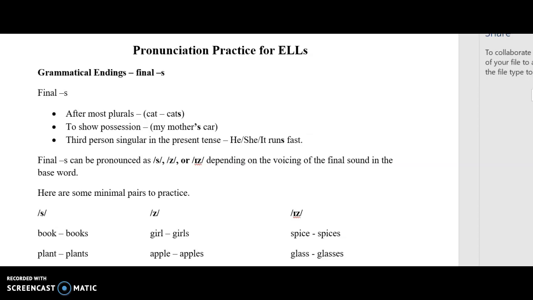So if the sound is a voiceless consonant, then it's pronounced S. If it's a voiced consonant or a vowel, it's pronounced Z. And if the word ends in a hissy sound, then it has an extra vowel inserted and it sounds like "uz." So now we're going to practice some of these.